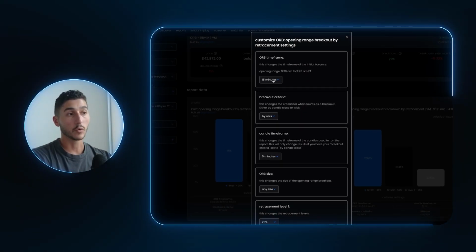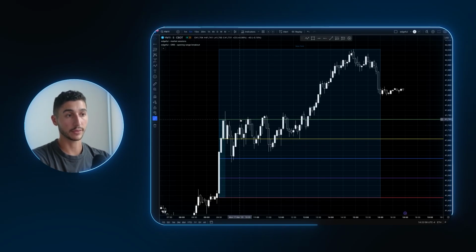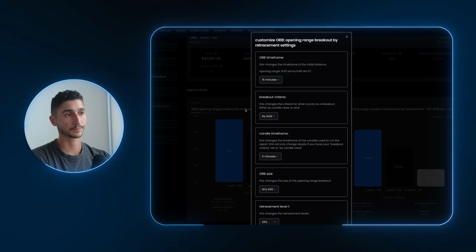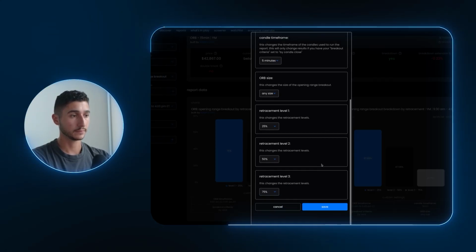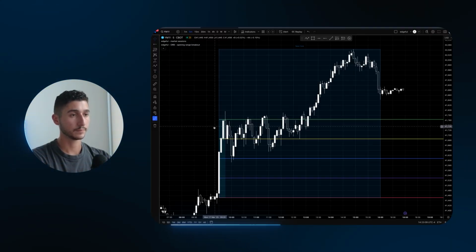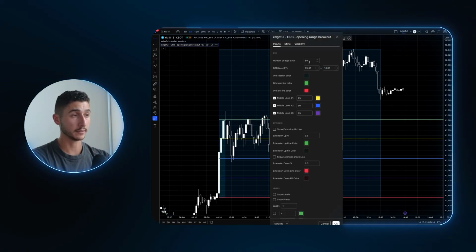Here we have the ORB time frame. If you change this to be 30 minutes, you're now going to be looking at the 30-minute ORB, not the 15-minute ORB. This is really important. So if you were to change this to be 30 minutes, you need to make sure that you update your TradingView indicator to also reflect the 30-minute ORB.